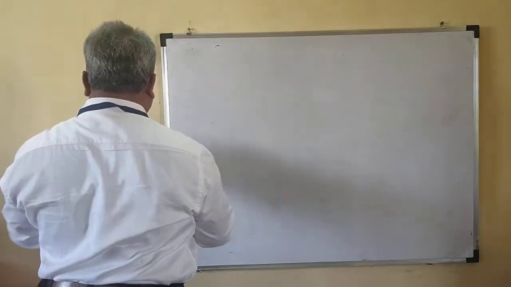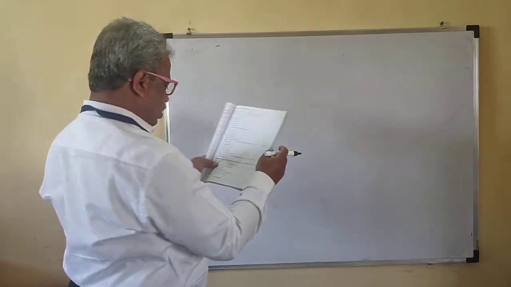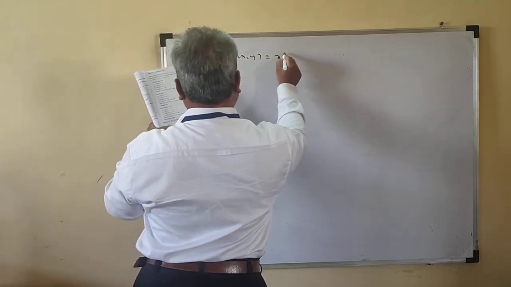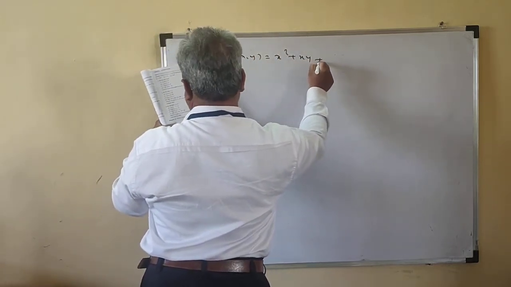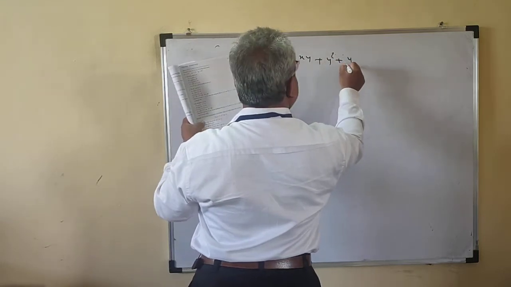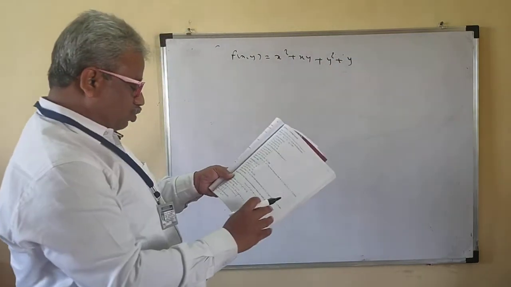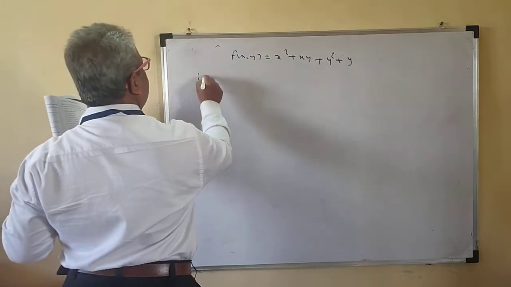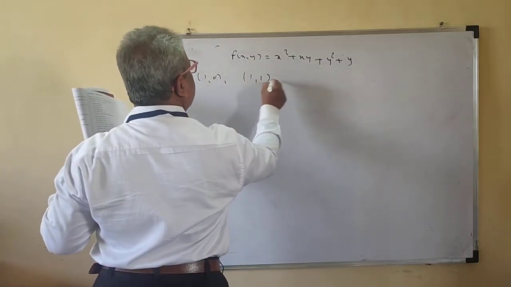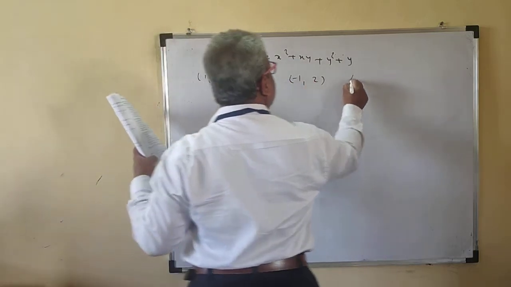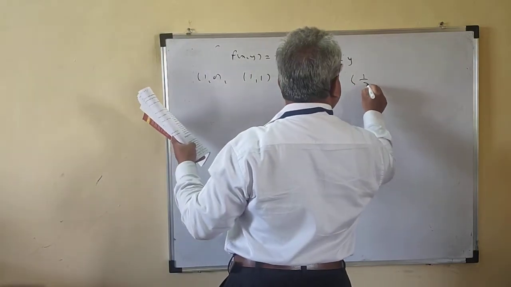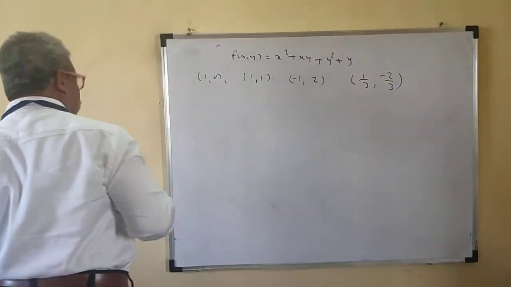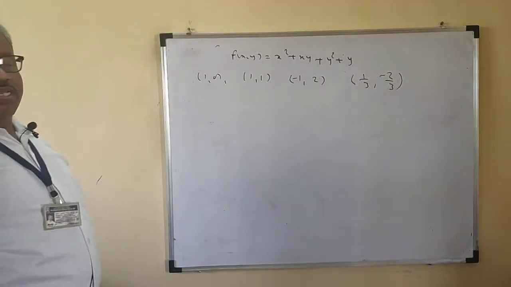We'll take one more example and then we will stop here. Suppose we have f of xy equal to x square plus xy plus y square plus y. Which of the following are the critical points? They will give (1, 0), (1, 1), (minus 1, 2), and (1 by 3, minus 2 by 3). Which of the following is the critical point?